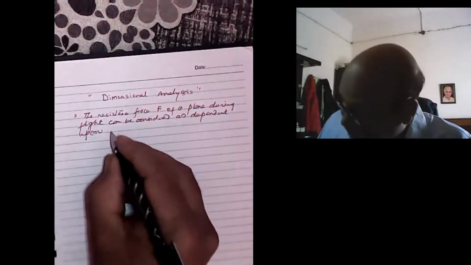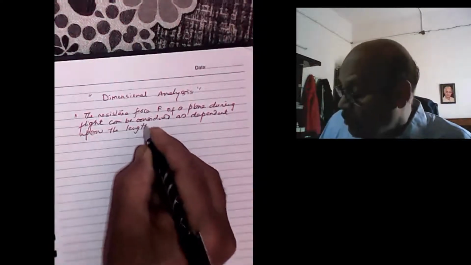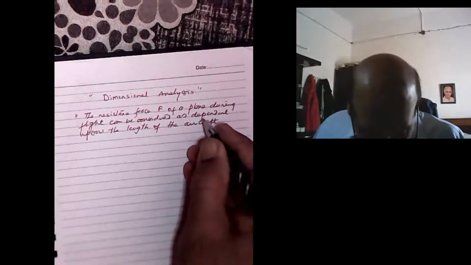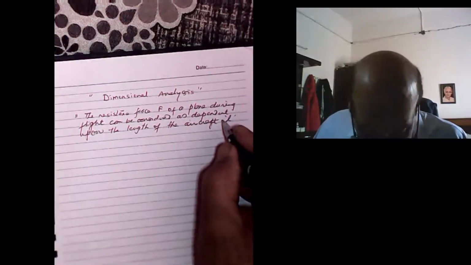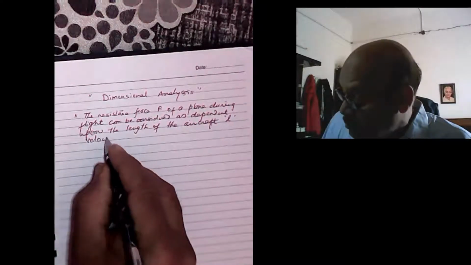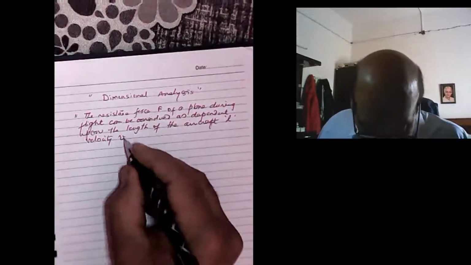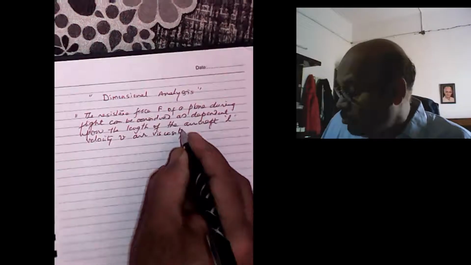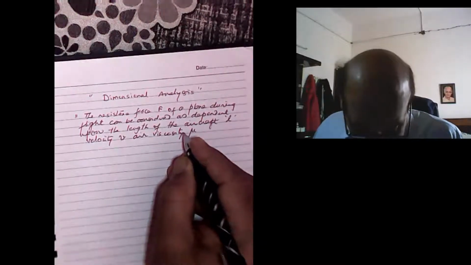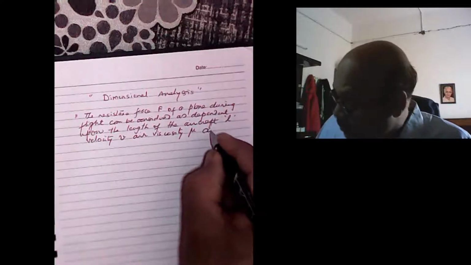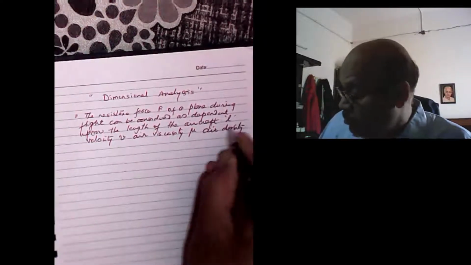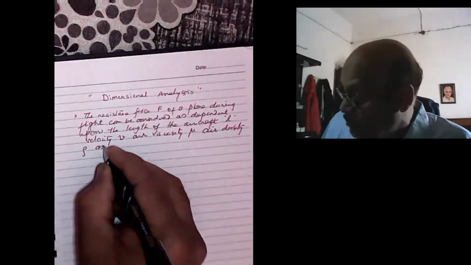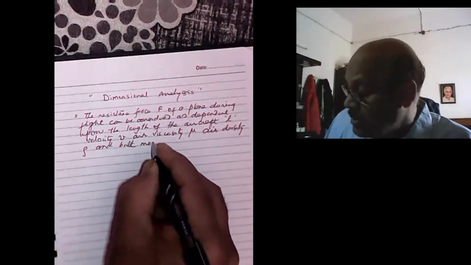the length of the aircraft L, velocity V, air viscosity mu, air density rho, and bulk modulus of air K.